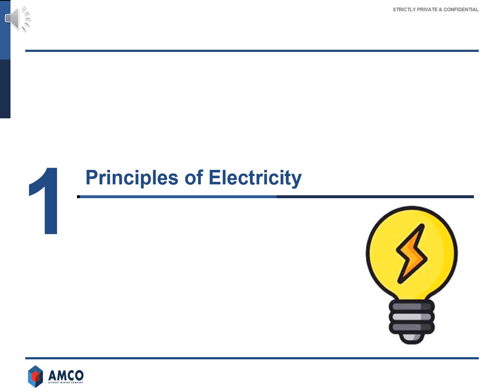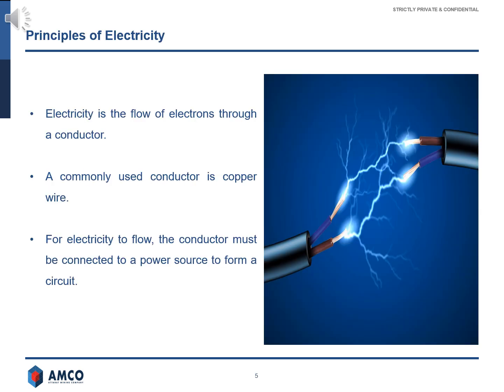Principles of electricity. Electricity is the flow of electrons through a conductor. A commonly used conductor is copper wire. For electricity to flow, the conductor must be connected to a power source to form a circuit.